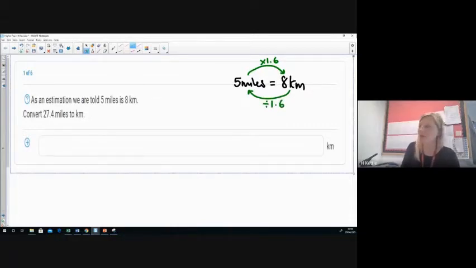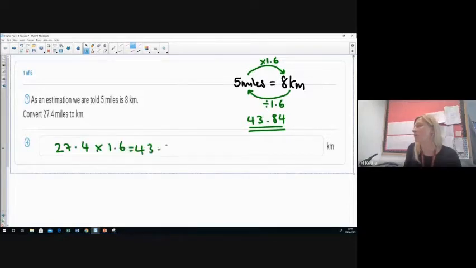We want to convert 27.4 miles into kilometers. And since we're going from miles to kilometers, we're going to do 27.4 times by 1.6, which is 43.84. So 27.4 miles is about 43.84 kilometers.